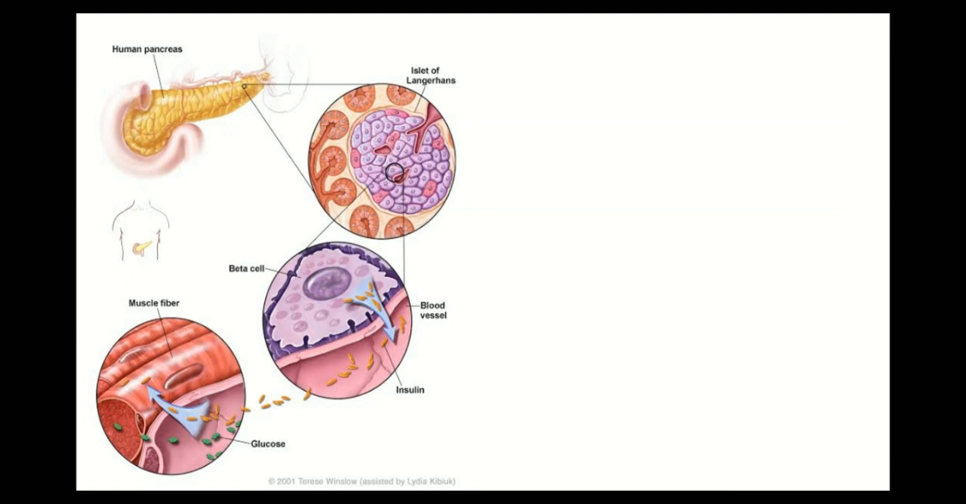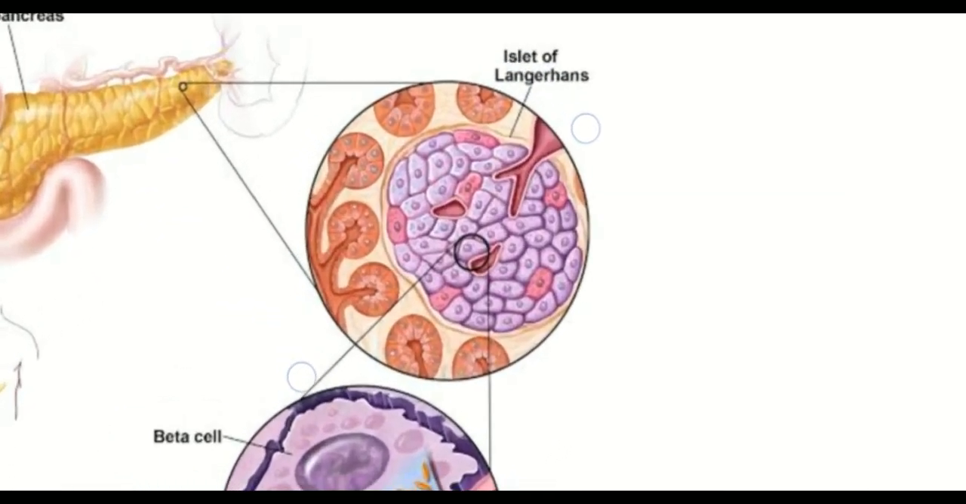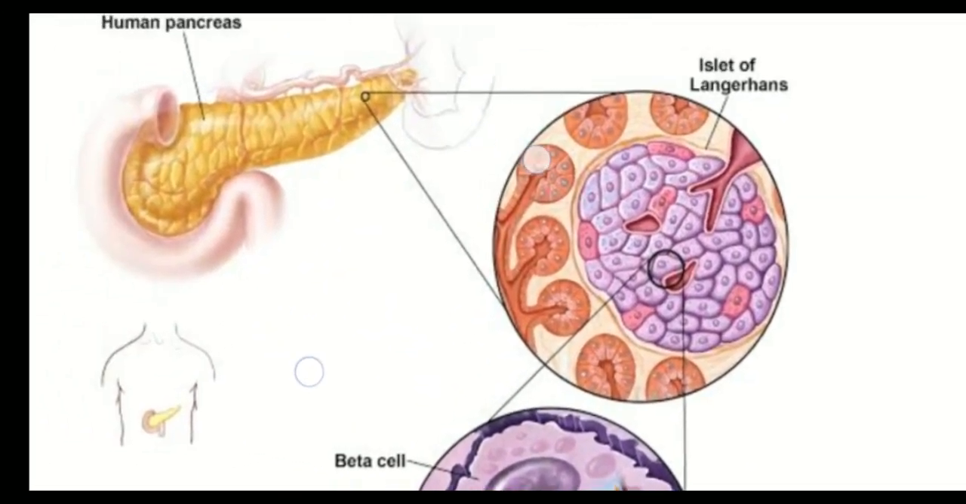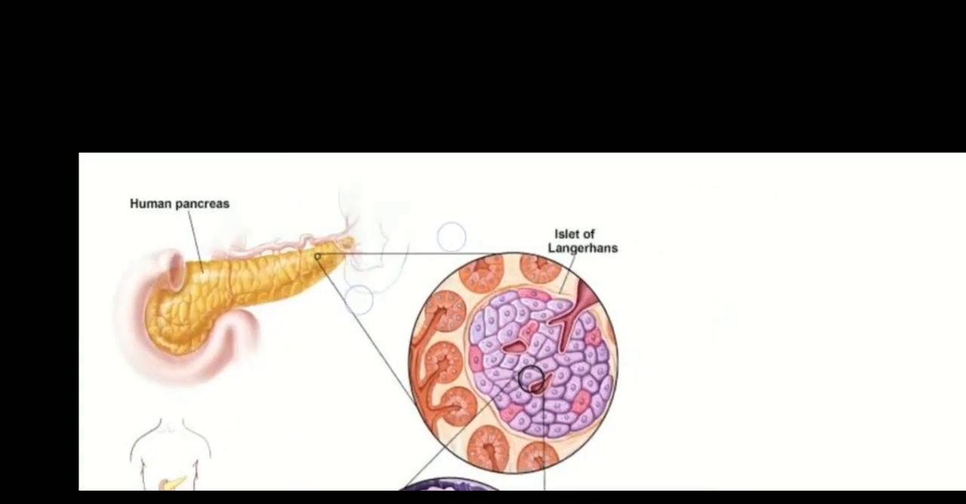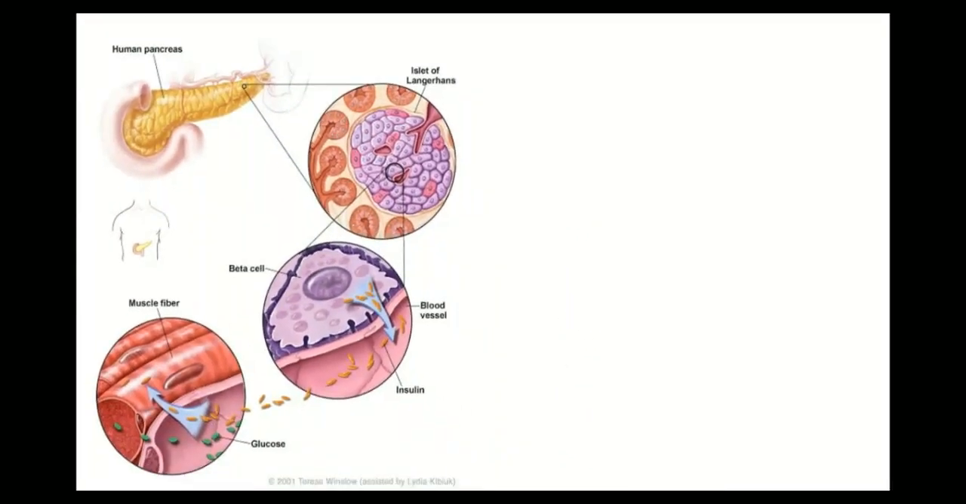So let's zoom in. This is the human pancreas. The human pancreas is very unique. Why? Because it has both endocrine and exocrine types of tissue. But we will be focusing on the endocrine portion. In the endocrine portion, there are the islets of Langerhans.